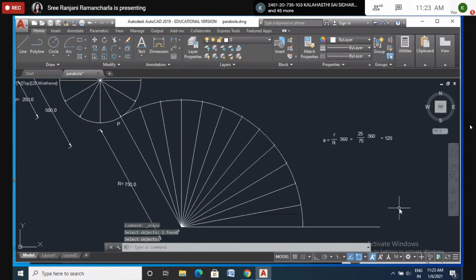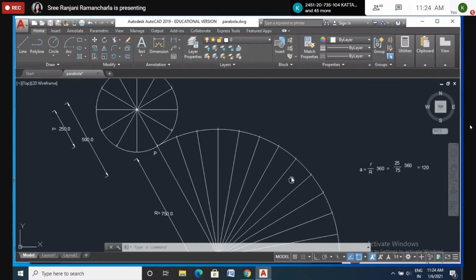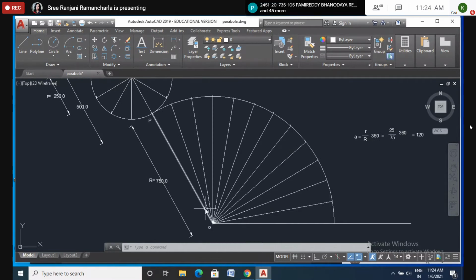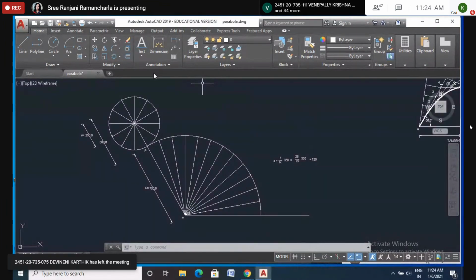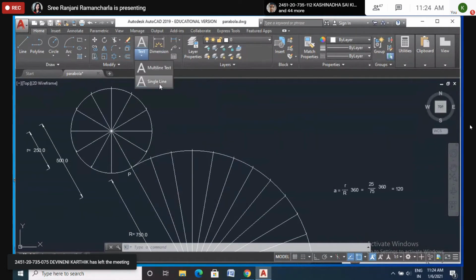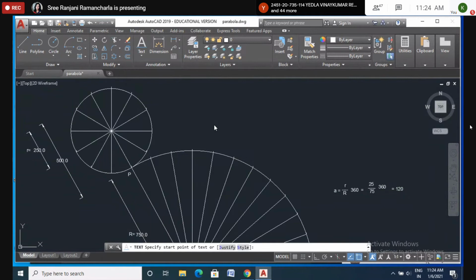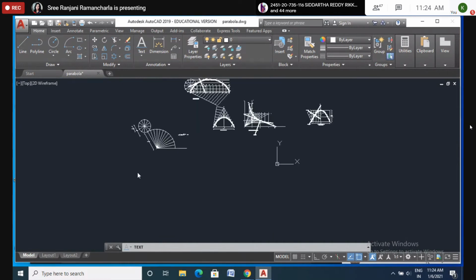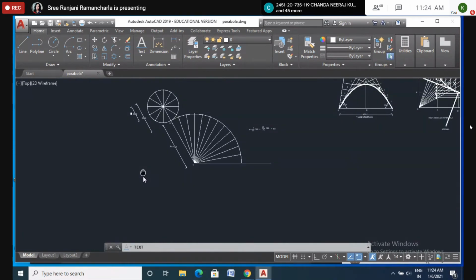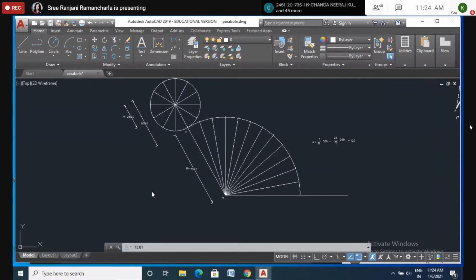Now what you have to do is, look here. Take 0 as the center, this point as a radius. Draw the curve in this way.